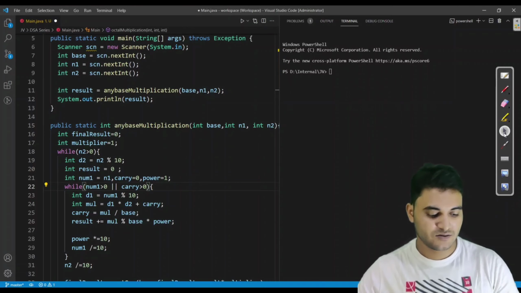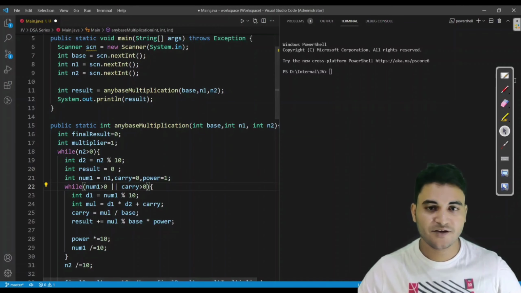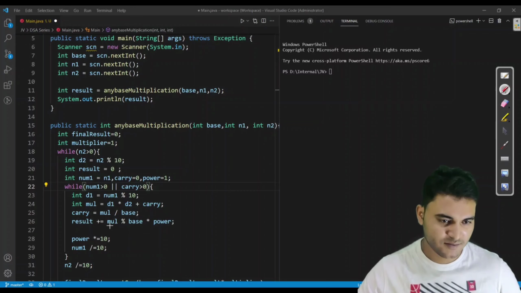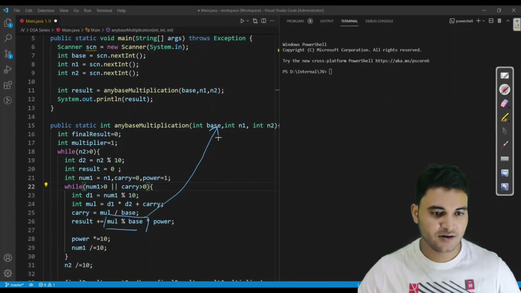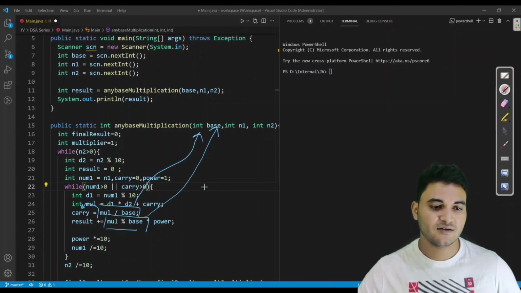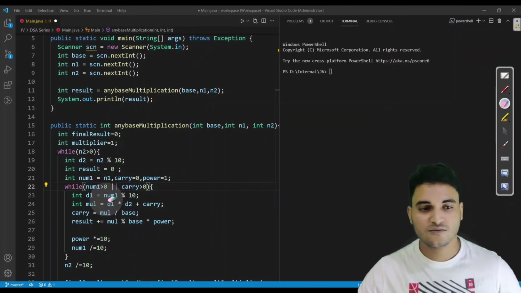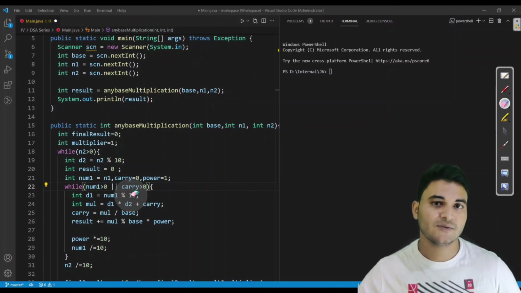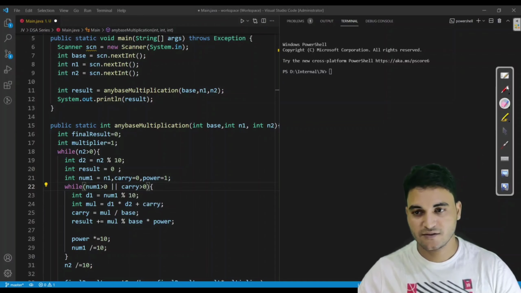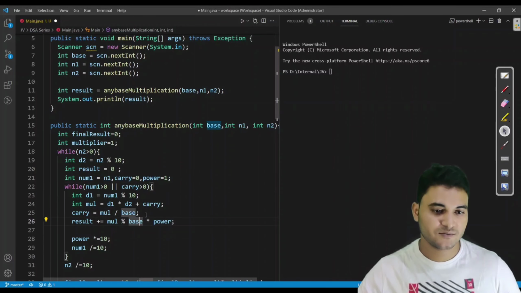Fine. If you look here, while we are multiplying these two numbers, we are taking the remainder with the base which we are receiving from here. Also we are dividing the multiplication result by the base to store the carry. That means we are doing the same thing, or I should say the correct thing, to multiply these two numbers. This code I am not going to explain because I have already explained it many times, so you have to watch my previous videos.